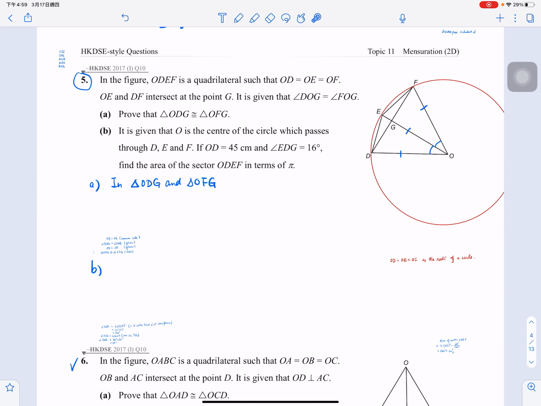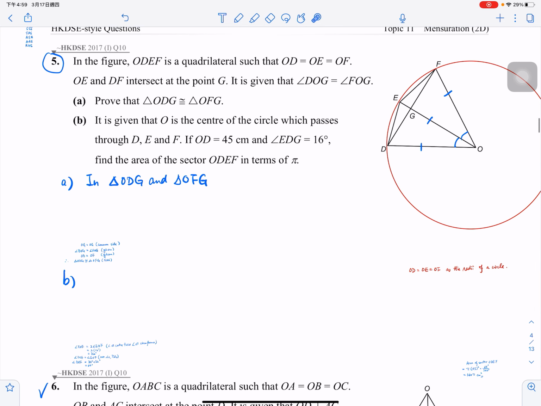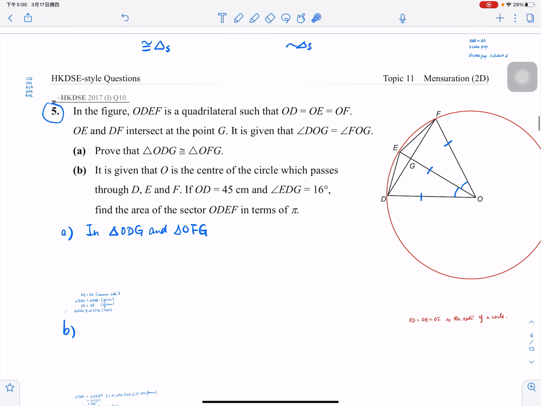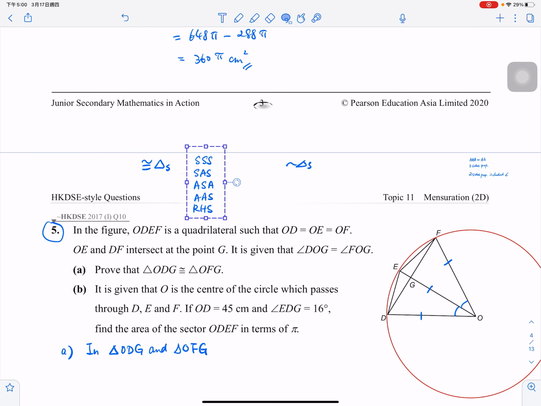Question 5 here, you can see it is a DSE question, 2017. This question is again related to some sector questions, but including congruent triangles this time. Do you remember congruent triangles with certain reasons? There are 5, right? Do you remember all of them? Let's see. Here are the 5 reasons: SSS, SAS, ASA, AAS, RHS, right?